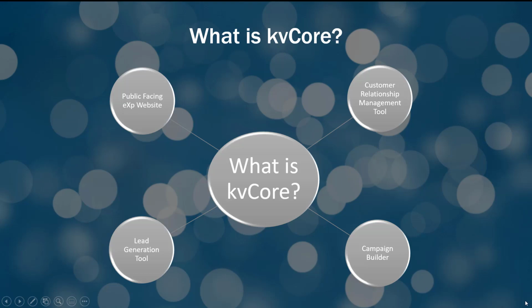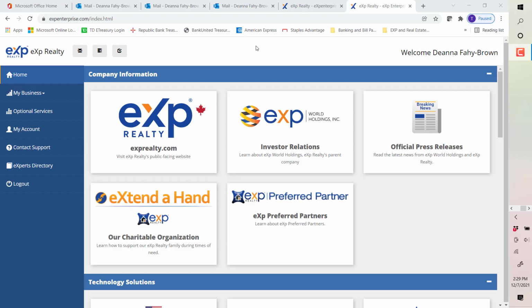So let's go ahead and get started. As I already mentioned, kvCore is available to you as part of your $85 tech and education fee with eXp Realty. However, you will not automatically receive login credentials to kvCore. You have to actually take steps to request activation of your account.